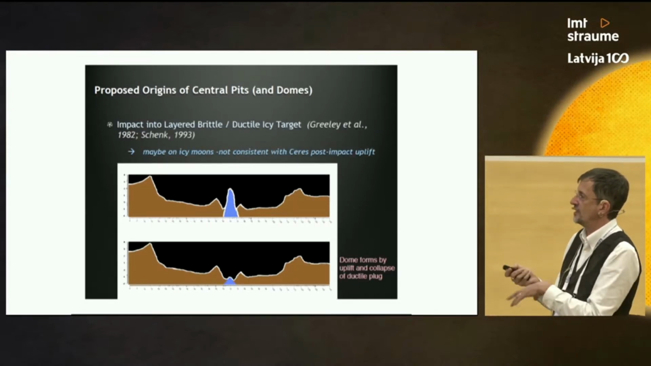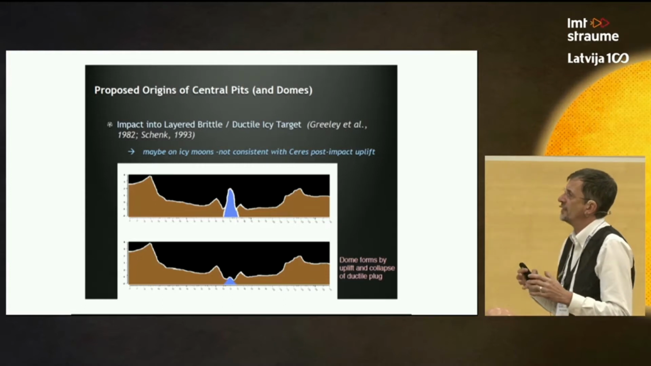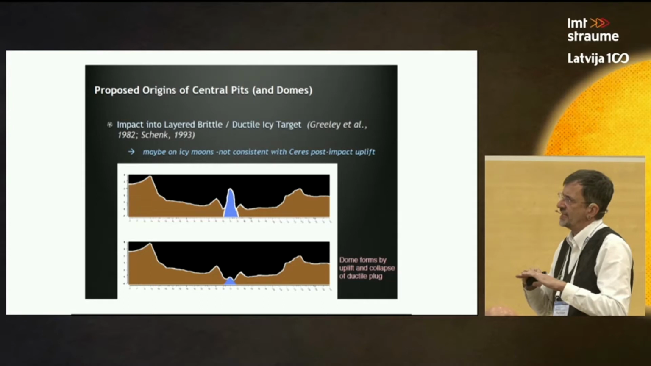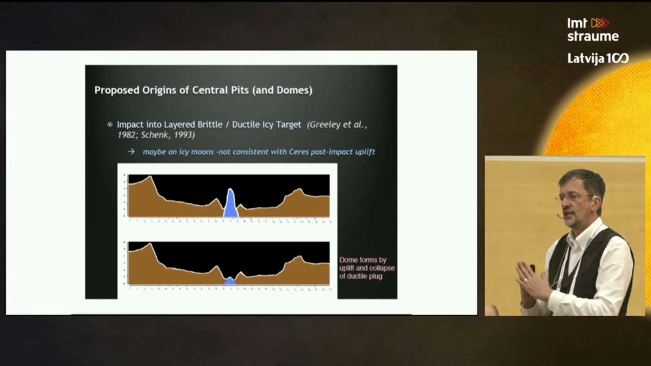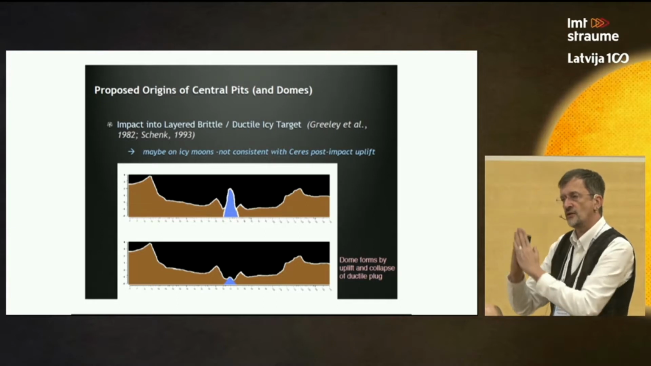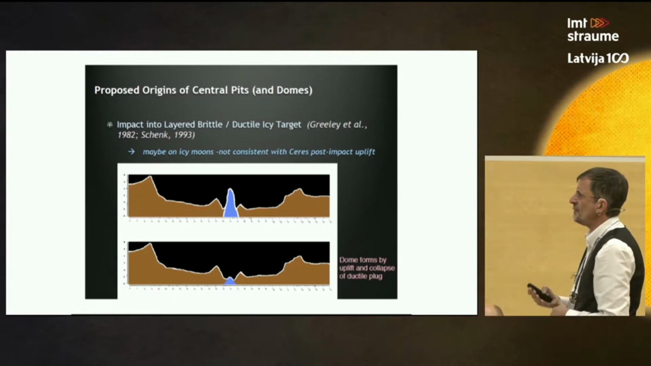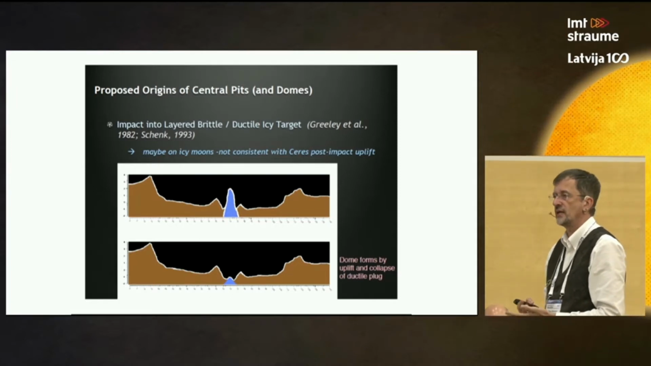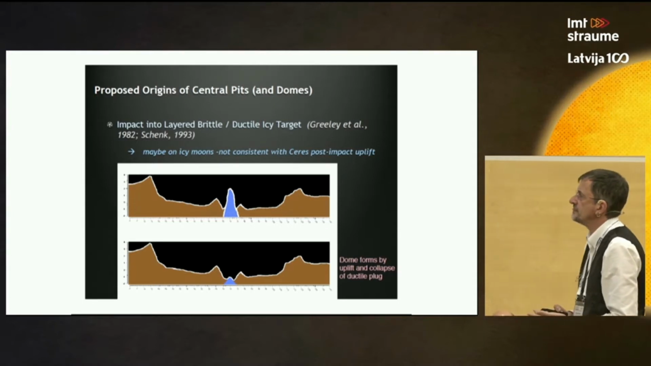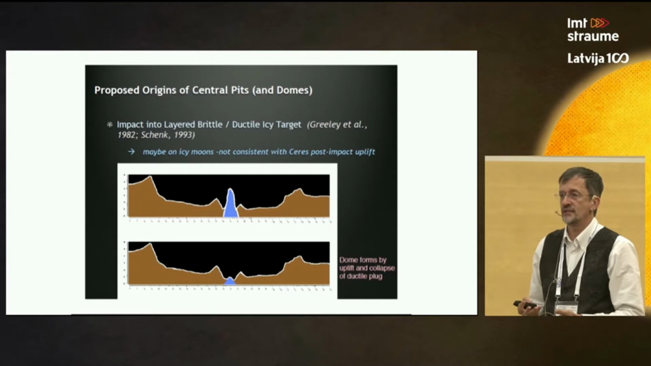Another idea, and pardon the simple graphics, I did this at 3 a.m. last night, so it's the best I could do. But the other idea is one that, for the icy satellites at least, you may have impacted into a layered target, one that had a brittle layer over a ductile layer, and then the ductile layer sort of overshot during the rebound and poked its way up through the crust and then settled back down again, pushing the material out to the side. That might work for icy satellites. It's hard to really say because we didn't get the high-resolution observations we needed from Galileo, so this model was never really properly tested. But it's not really consistent with the idea that the dome occurred after the impact event on Ceres. So I don't think it really works for us here.